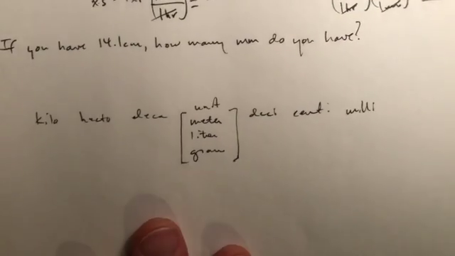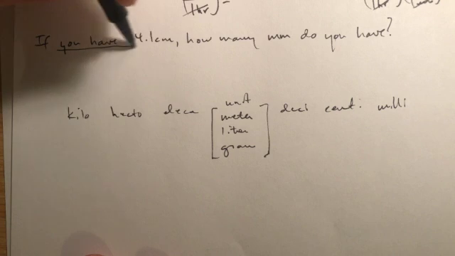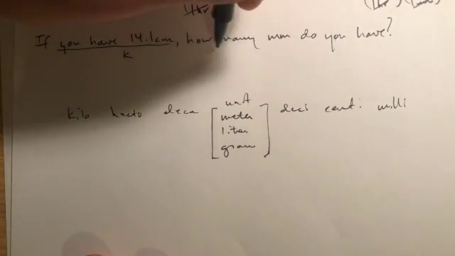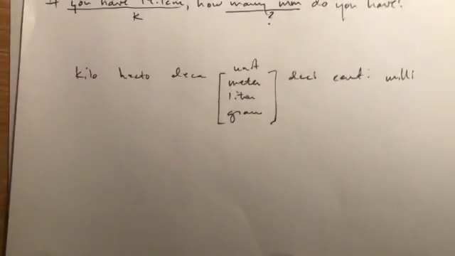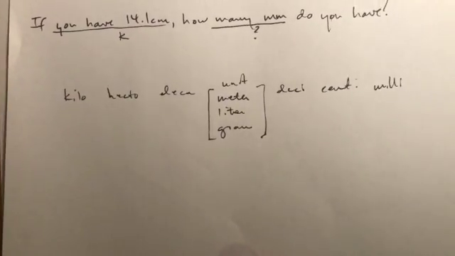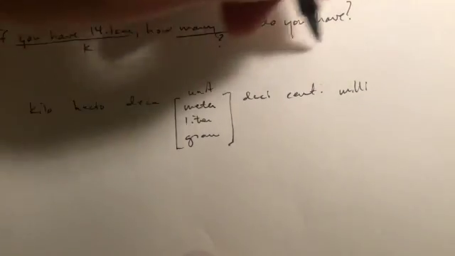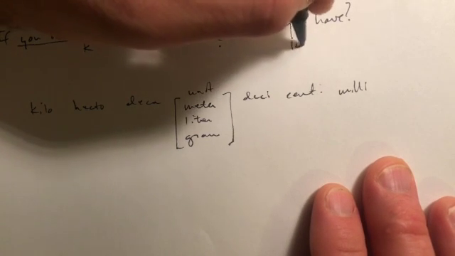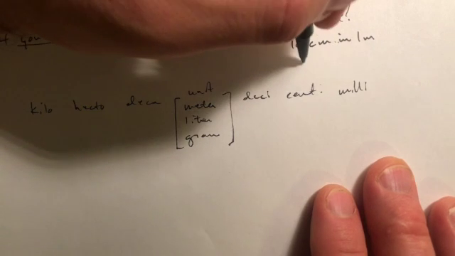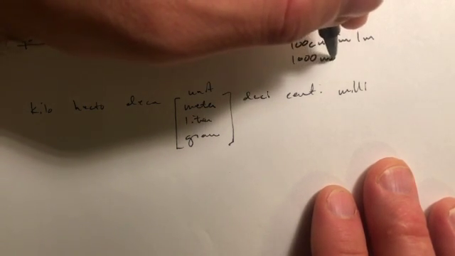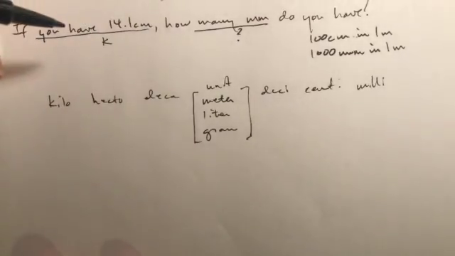Okay, 2 more. If you have 14.1 centimeters, so that's a known, how many millimeters, that's an unknown, do you have? Oh, this is actually the last one. Now, I can do this in 2 different ways. I'll do it the regular way first. I know that there are 100 centimeters in 1 meter. I know there are 1,000 millimeters in 1 meter. So I might have to do this as a two-step problem.